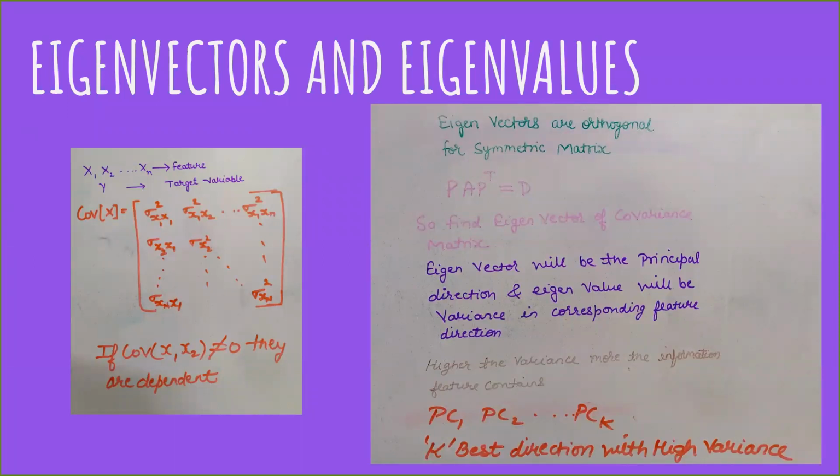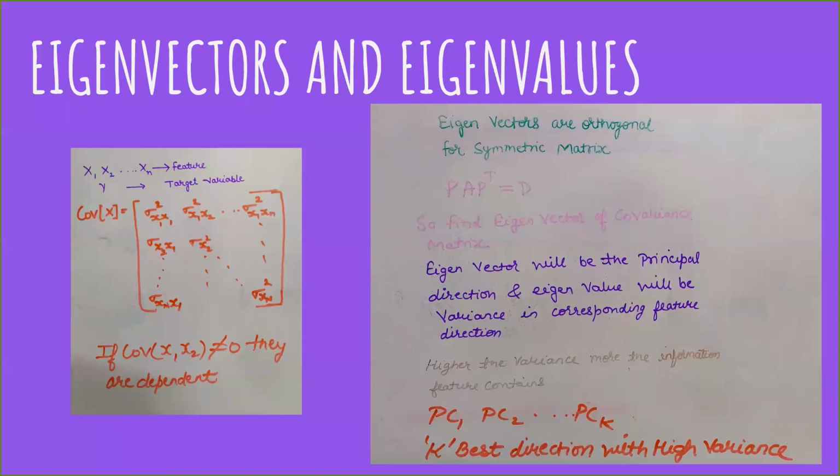Now apply the operation P A P transpose, which will give you the diagonal matrix whose elements will be the eigenvalues, and those eigenvalues are actually the variances along those directions, but the rest of the terms will be zero. The covariances will be zero in the new set of axes. It means the features have become independent in the particular directions, right?